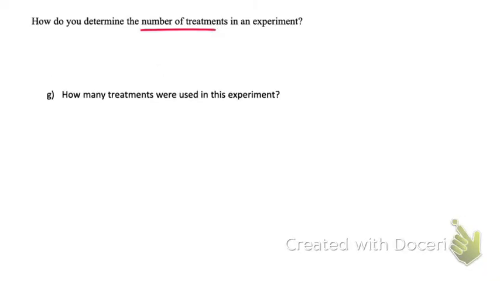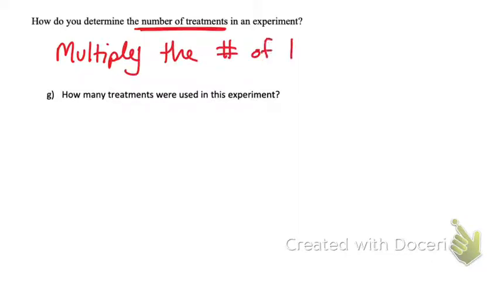How do you determine the number of treatments in an experiment? You multiply the number of levels with each other. Now, if there's only one factor with a few levels, so let's say it was just class, then there would only be 2 treatments.